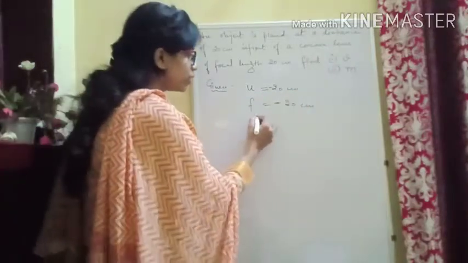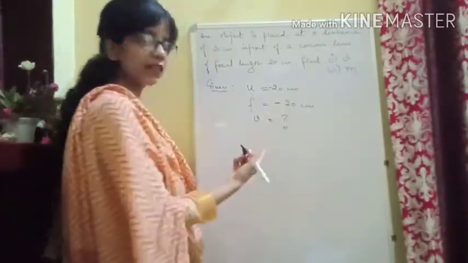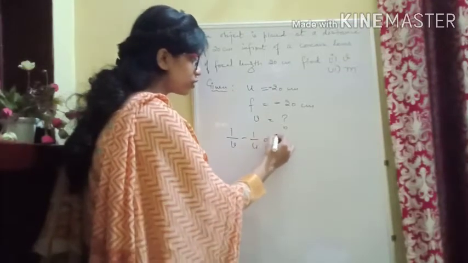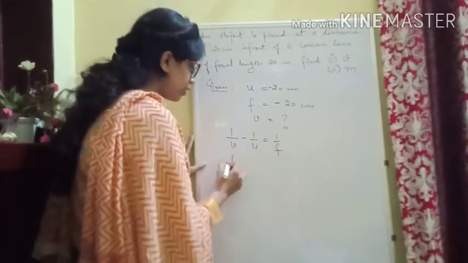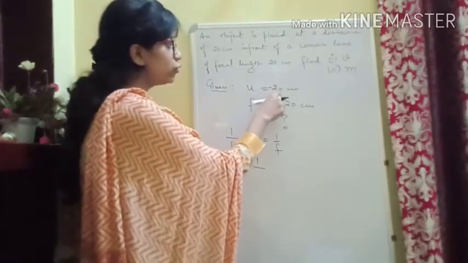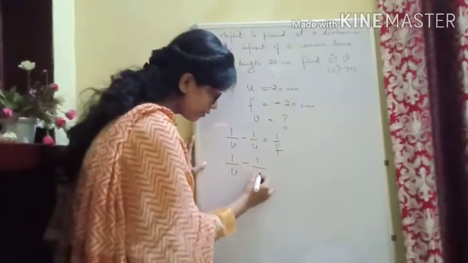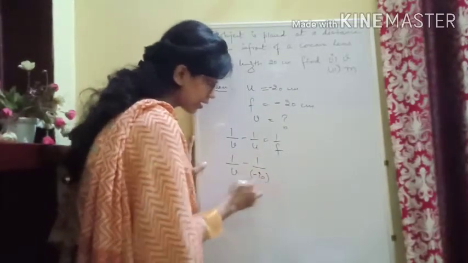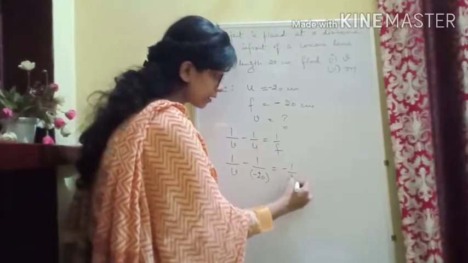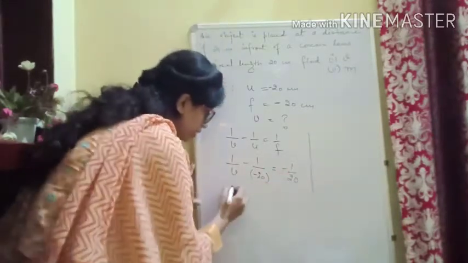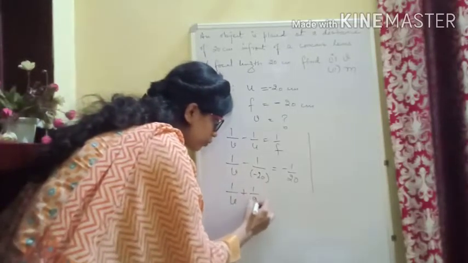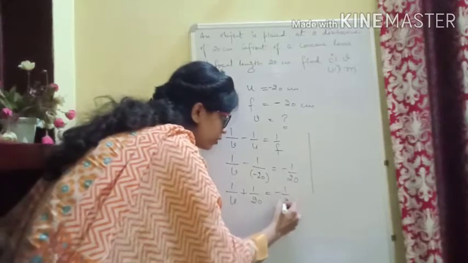To calculate V, we simply apply the lens formula, which is 1 upon V minus 1 upon U equals 1 upon F. What is your value of U? It is minus 20. So be careful with the sign, minus 20, and this again also with a minus sign. Clear? Now this is 1 upon V, and this minus and minus will be plus 1 upon 20 equals minus 1 upon 20.